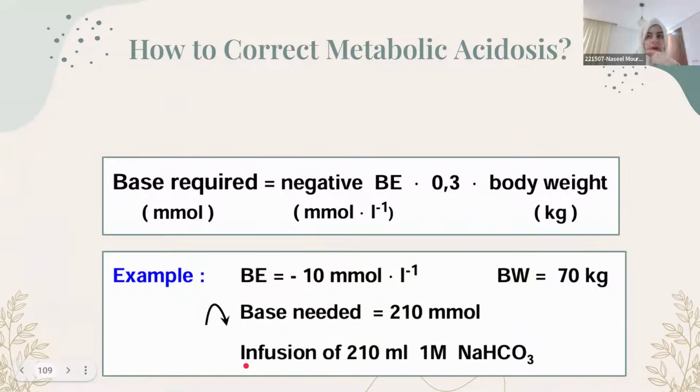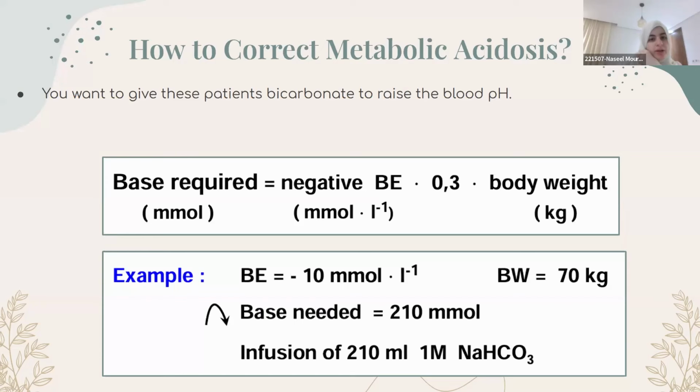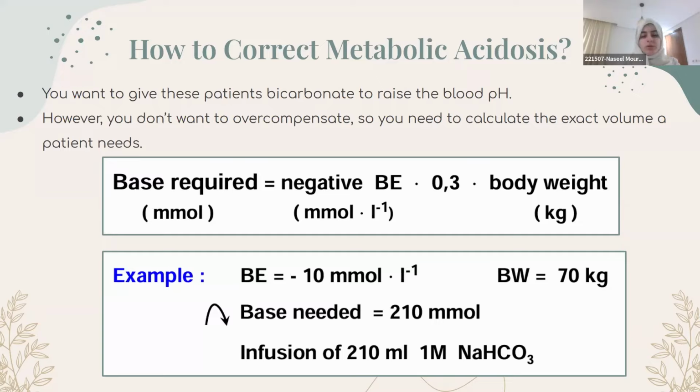Okay. Now, we've talked about how to identify metabolic acidosis and everything about it. Now, how can we correct it? You want to give these patients bicarbonate to raise the blood pH, which makes sense. They're gaining hydrogen, so you want to give them bicarbonate in order to bind that hydrogen. Now, keep in mind that you don't want to overcompensate patients. We said the body never overcompensates, but let's say you give them bicarbonate, and you keep on giving them bicarbonate. They could go into alkalosis.